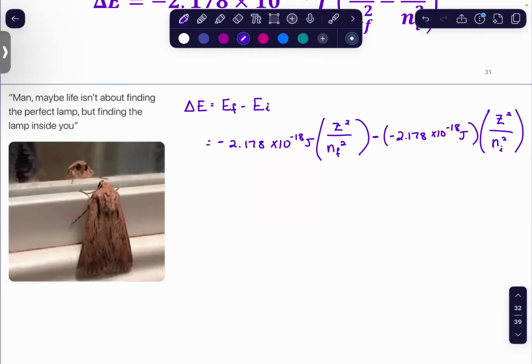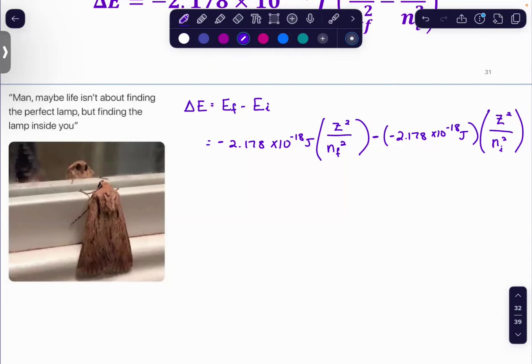So again, in final and initial, you could be having an electron relaxation. So your final might be n equals 1, your initial is n equals 5, or you're having excitation where your final is n equals 5 and your initial is n equals 2. It just depends. It's where you're at and where you're going to.